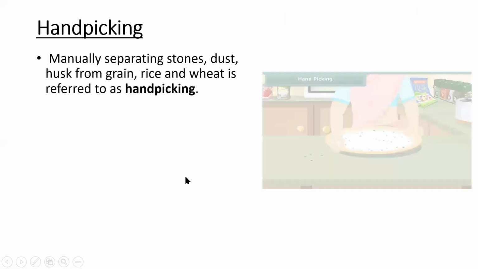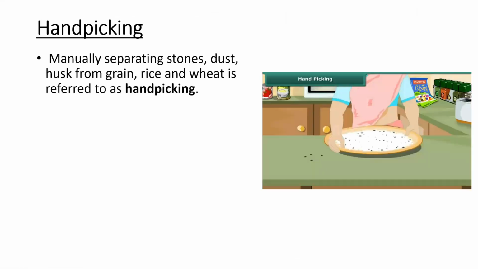Hand picking. Manually separating stones, dust, husk from grain, rice, and wheat is referred to as hand picking. As you can see in the picture, unwanted components of the mixture can be manually taken out of it and thrown away.